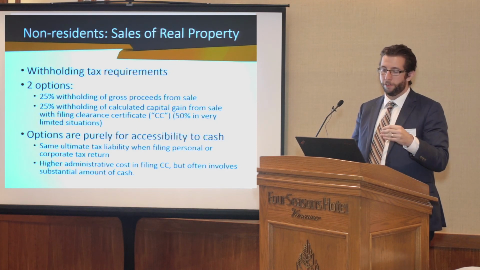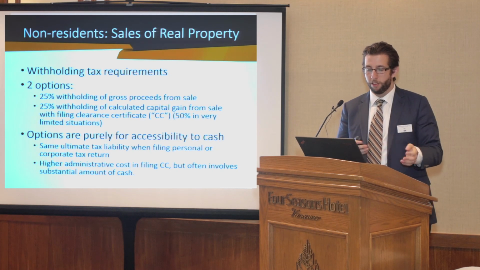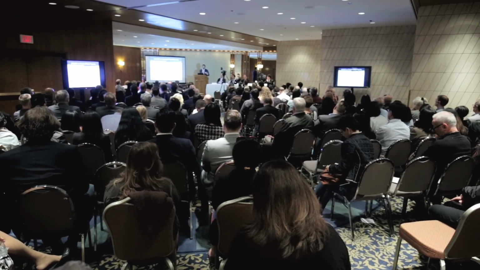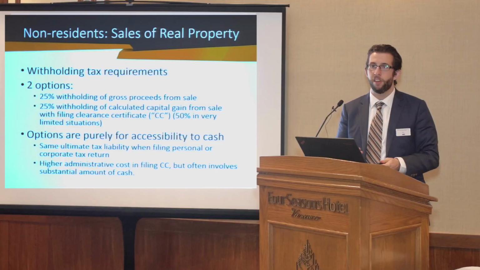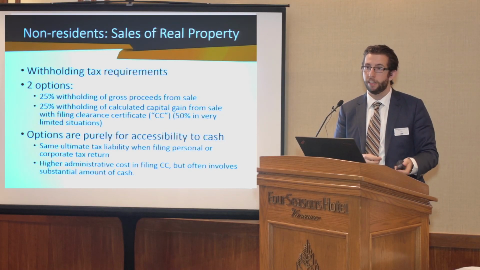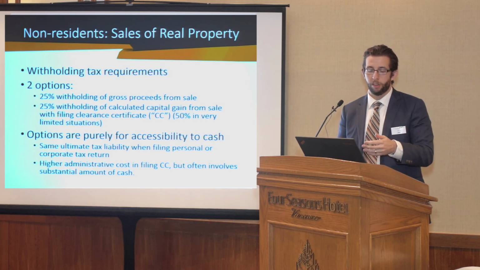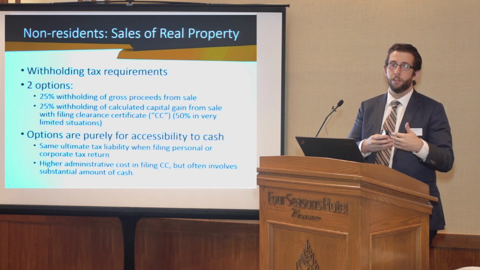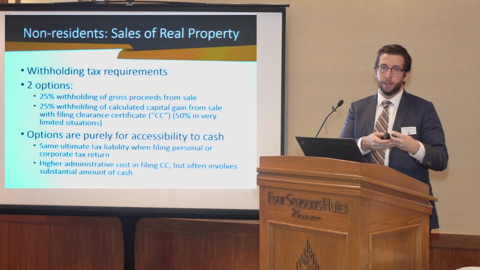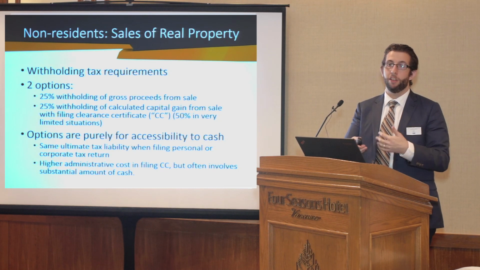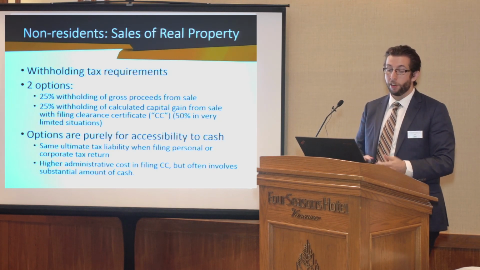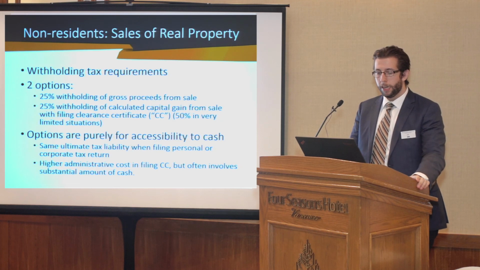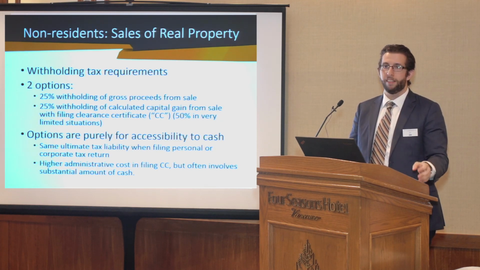So the last thing I wanted to talk about is if you're a non-resident and you sell real property, there's a lot of different things that happen here, very similar to how the rental income side works. So you have 2 options. One of them is that 25% of the gross proceeds of the sale need to be withheld and sent to CRA, or you can file what's called a clearance certificate or certificate of compliance, and you're able to use that cost base, the amount that you've paid for the property and its big permanent structural changes against that, so that you're able to facilitate cash flow a little bit better. There are some very limited circumstances where it's 50%, but most of the time you're looking at 25% withholding. The options to go and do this are purely for accessibility to cash.